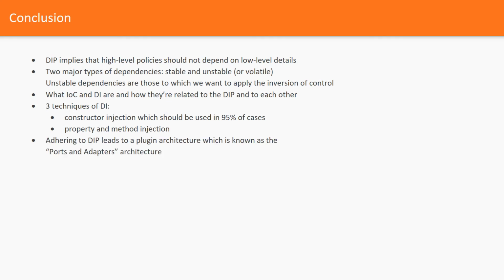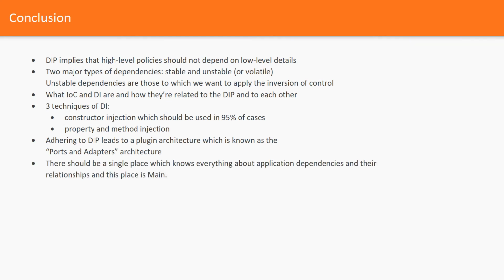That adhering to the DIP leads to a plugin architecture, which is commonly referred to as the ports and adapters architecture. This led us to a conclusion that there should be a single place which knows everything about application dependencies and their relationships, and this place is main.